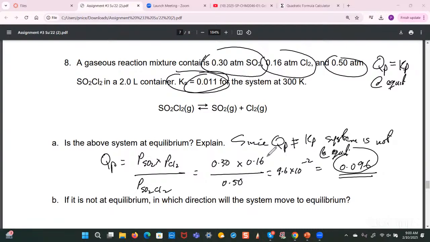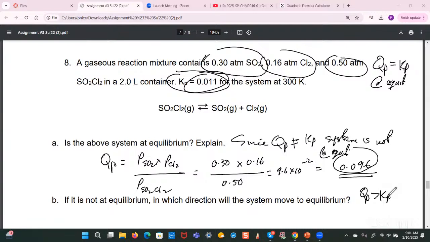So the next question is, based on that, if it is not at equilibrium, in which direction will the reaction shift in order to establish equilibrium? In this case, Qp is greater than Kp, because Qp is 0.096 and Kp is 0.011. So let me write down here, Qp is greater than Kp, right? If Qp is greater than Kp, which direction will the reaction shift in order to achieve equilibrium?